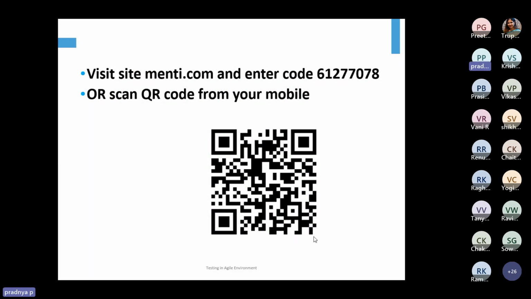menti.com. You can do it from mobile also. Enter the code that is mentioned on the screen, or you can do the QR code scanning as well. Yes, I can see responses are coming. Responses have started coming in.